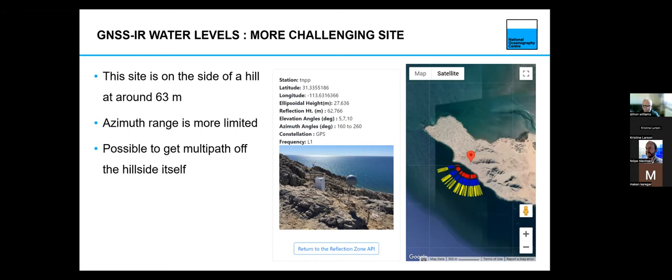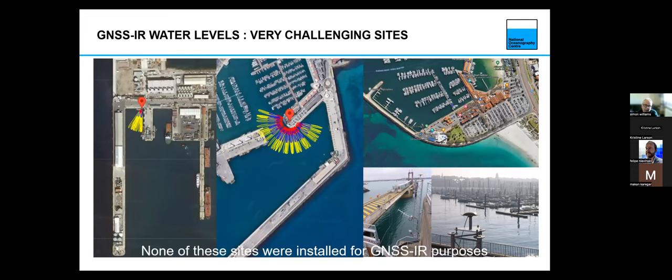Now to the very challenging sites. Now I have a caveat here: none of these sites were installed for GNSS-IR purposes. They were put there mostly to be next to the tide gauge for vertical land movements. But you have to watch out.